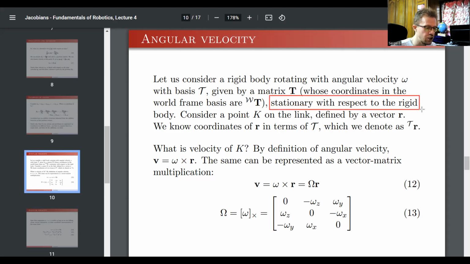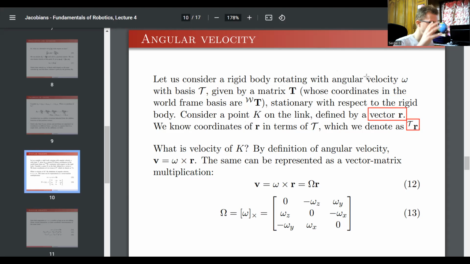Very importantly, it is stationary with respect to the rigid body. So T sub omega is rotating the same way as the rigid body is rotating. What it means is that in terms of basis T, any point which remains stationary on the rigid body does not change its coordinates. So let us consider a vector R, which we know through its coordinates in T. So it would be R in T.